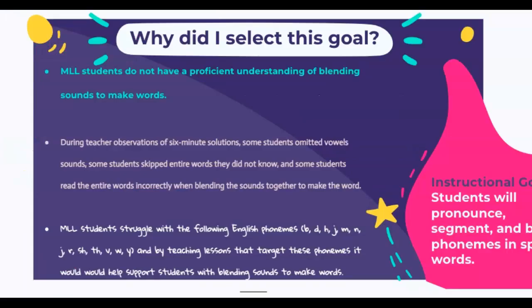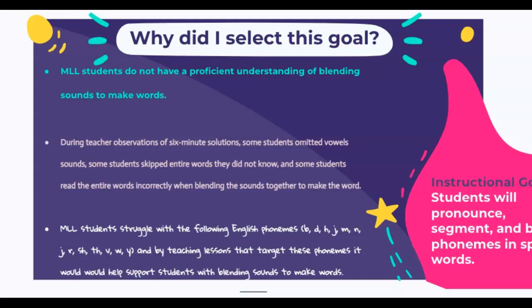So why did I select this goal? MLL, or multilingual learner students, do not have a proficient understanding of blending sounds to make words, and this was determined after giving them a pre-assessment using DIBELS 8th edition nonsense word fluency assessment. And during teacher observations of 6-minute solutions, some students omitted vowel sounds, some students skipped entire words they didn't know, and some students read the entire words incorrectly when blending the sounds together to make the words.